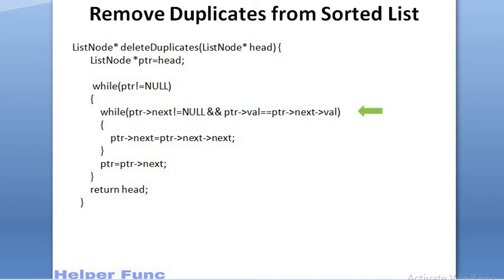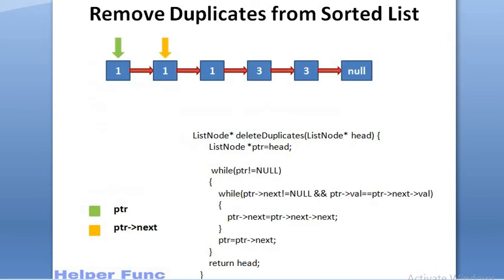We will keep on comparing until we remove all the duplicates of PTR value. Now when the inner loop breaks, we will increment our PTR by 1, and finally when the PTR reaches null, we will return head as our answer. Let's try and run with this example.